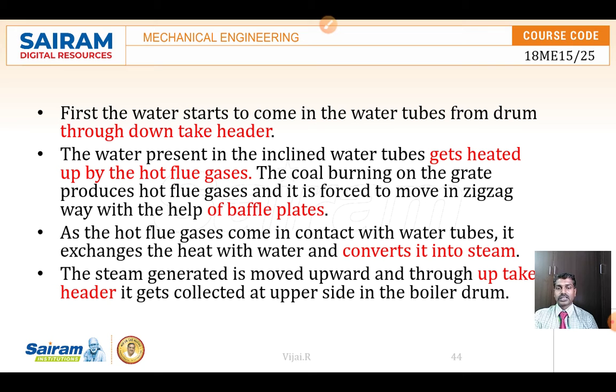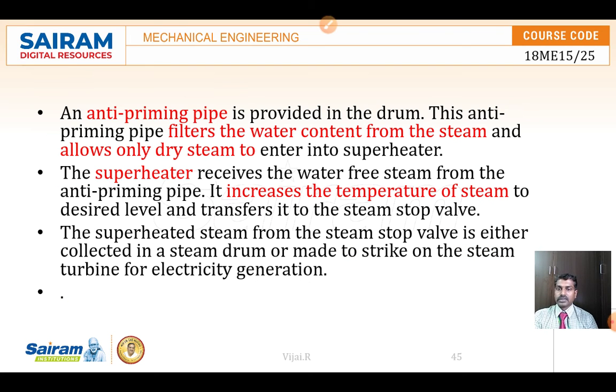Another important thing here is the downtake header. The water starts from the water tube drums and enters the downtake header, where there are inclined tubes. When it gets heated up, because of the density difference, it moves upward as it is converted into steam. The superheater is used to improve the temperature of the steam. That increases the temperature of the steam and it is sent to the turbine blades, so that the turbine is utilized for power generation in steam power plants.